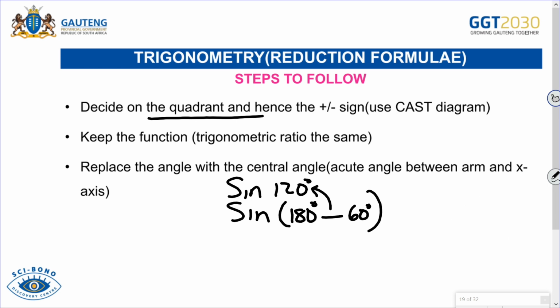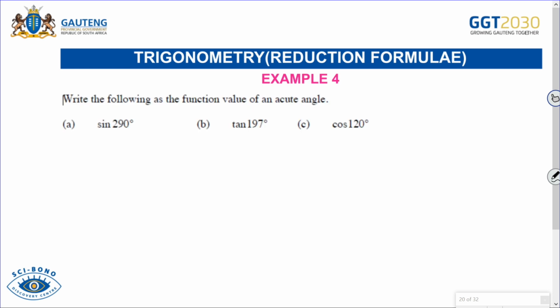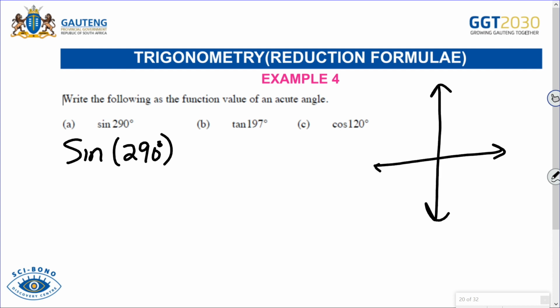Okay, so let's move. Example number 4. Write the following as the function value of an acute angle. So you are given, the first one, sine of 290 degrees, right? So you need to ask yourself, 290 degrees, it's in which quadrant? So you use your Cartesian plane. In your Cartesian plane, you've got 0, 90, 180, 270, and 360, right? So 290, obviously, it's going to be above 270, but it's less than 360. So it means it's in the fourth quadrant.